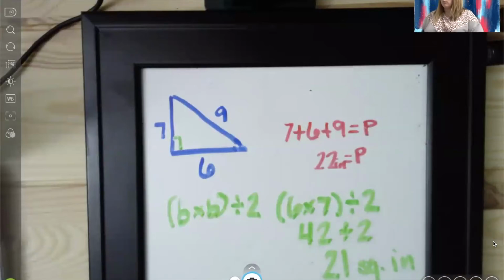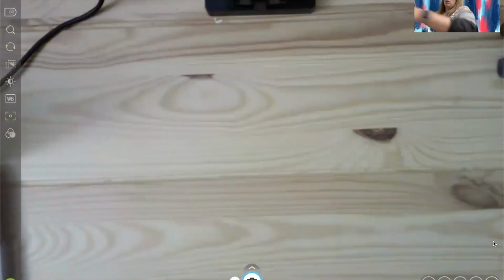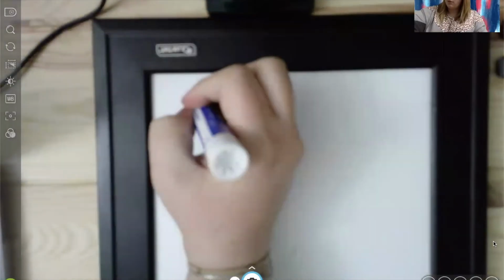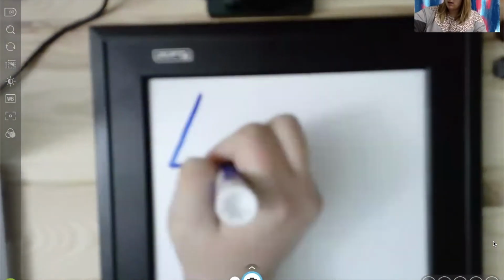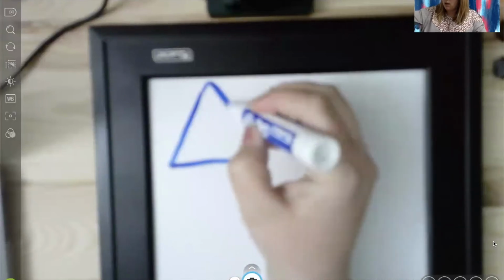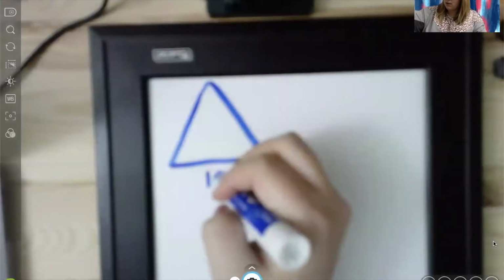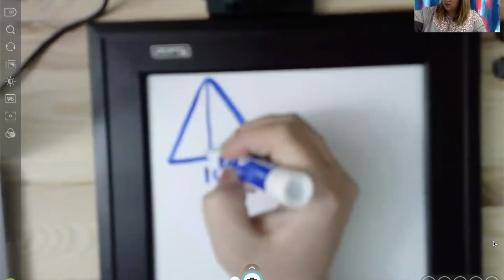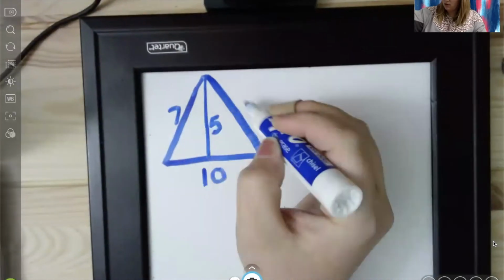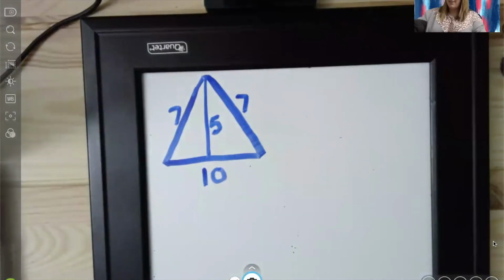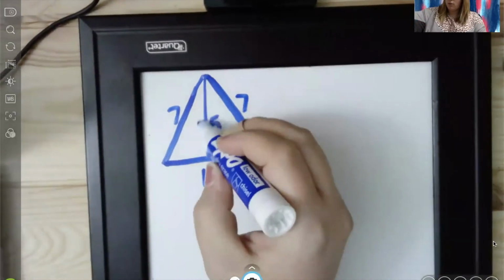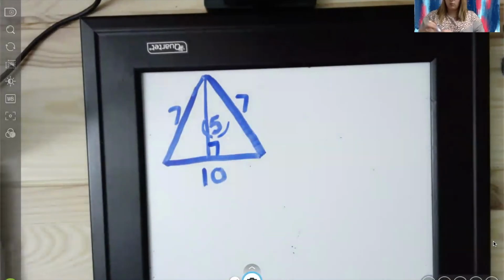All right, we'll try one more, which I wrote the wrong way, so I'll write it. So if we have a triangle that looks more like, sorry, squeaky marker, this one, this is 10, this is 5, and these are each 7. This is now our height. So we'll walk through that together.